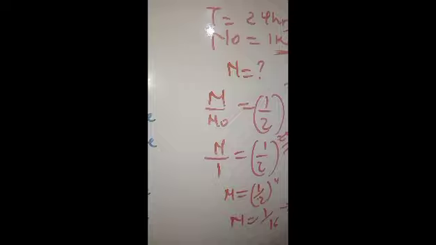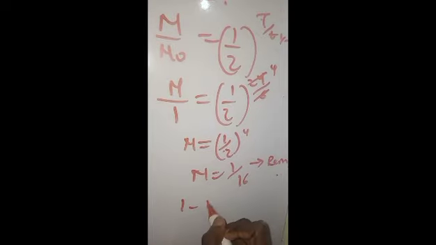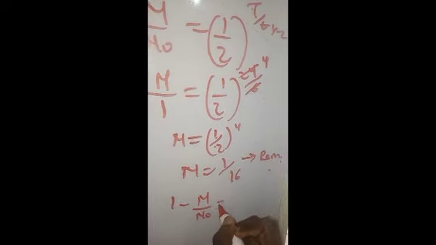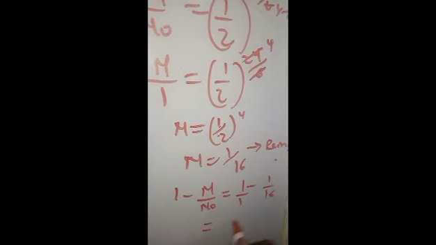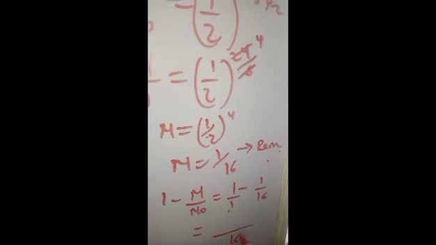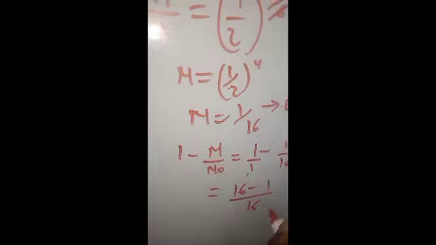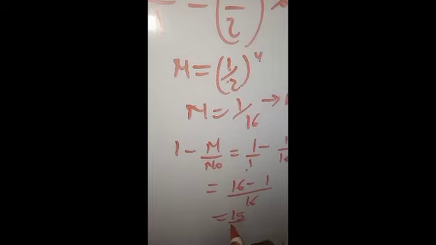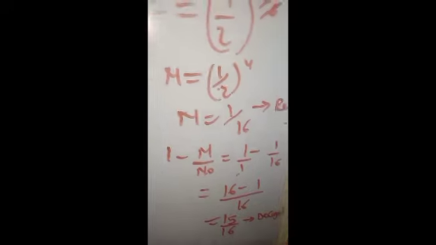But they ask you to find what has decayed. So if this is what is remaining, what's the quantity that has decayed? I gave you the formula: 1 minus N over N naught. So 1 minus the one remaining, 1 over 16. 16 times 1 is 16, 16 minus 1 is 15 over 16. So this is the fraction that has decayed. So please take care of that.